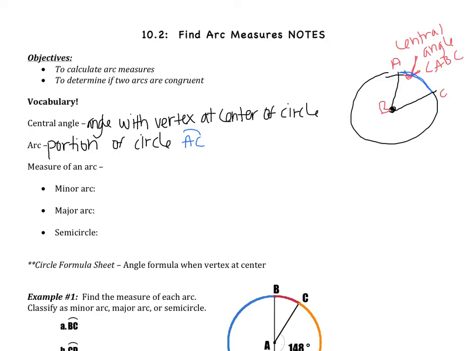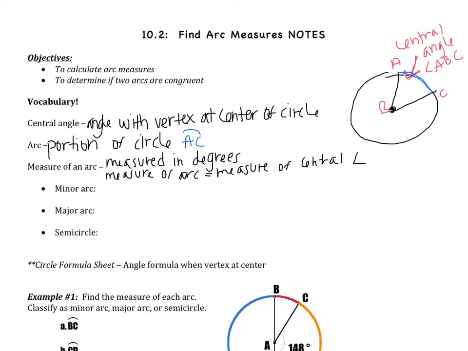Next term, or really idea, is the measure of an arc. So we measure angles in degrees. We say an angle is 90 degrees, an angle is 10 degrees, an angle is 45 degrees. We say the same thing with arcs. An arc can be 45 degrees or 180 degrees. So I'm going to say it's measured in degrees. Next thing that you need to know is the measure of an arc is equal to the measure of the central angle. So in the case above, if angle ABC was 40 degrees, then the corresponding arc would be 40 degrees.